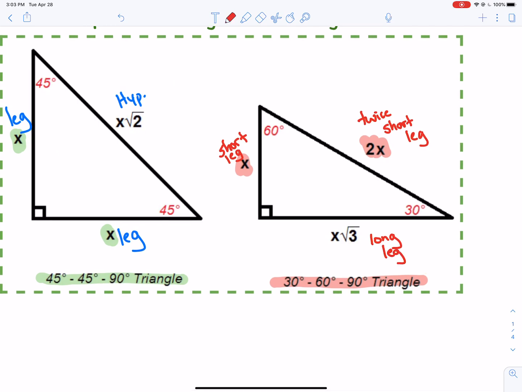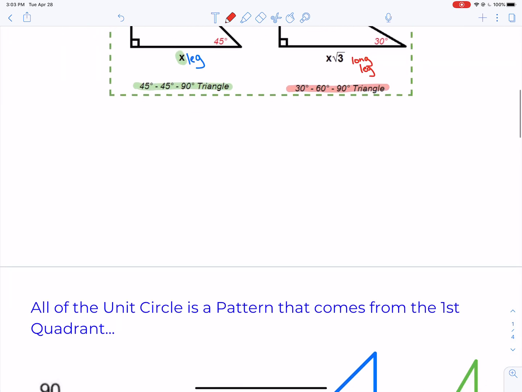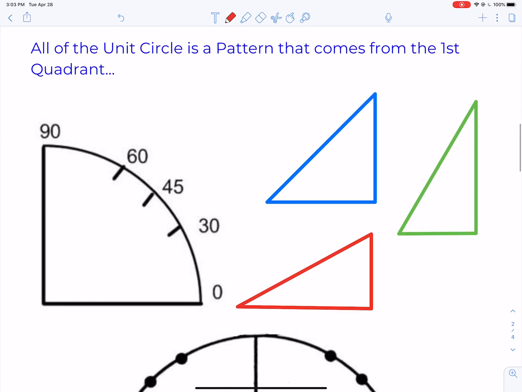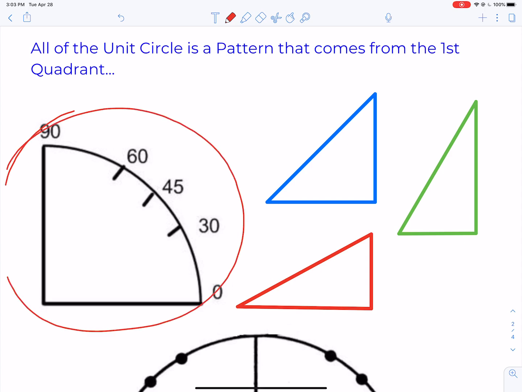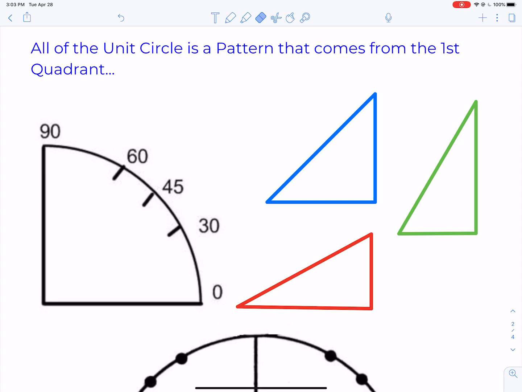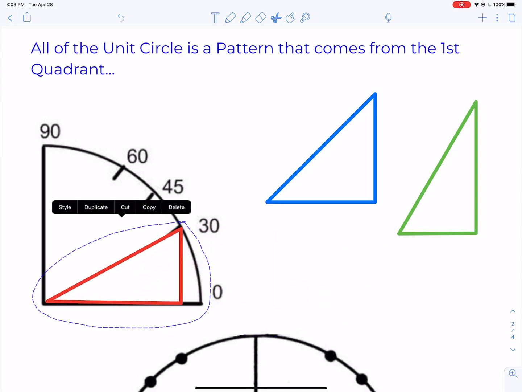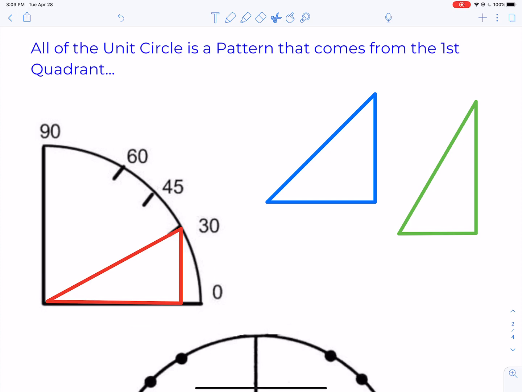So the unit circle, we mostly focus on the first quadrant and everything else can come from there. So what I have in this next page of my notes is the first quadrant of the unit circle over here to the right. And then I have broken it out into the 3 major angles we start with. If I move this little red triangle over to the unit circle, it creates a right triangle that has a vertex at the origin. It has a hypotenuse of 1.